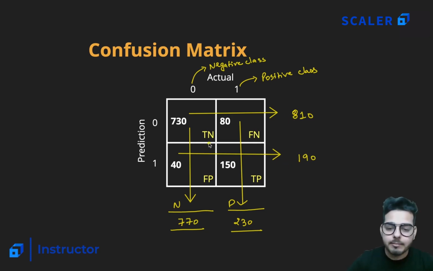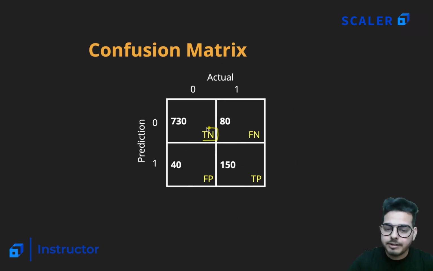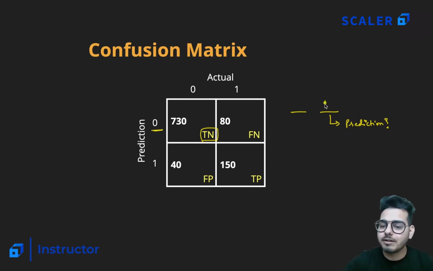Now let's understand this terminology. What is this TN? There are two terms over here. The first is what your prediction is from the model, what the model is predicting. In this case, the model is predicting class 0, and class 0 is termed as negative, so I will write N. By the way, negative and positive.